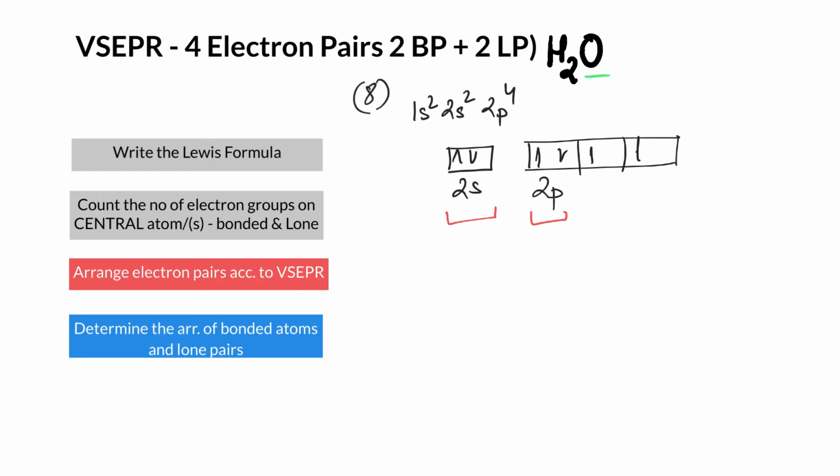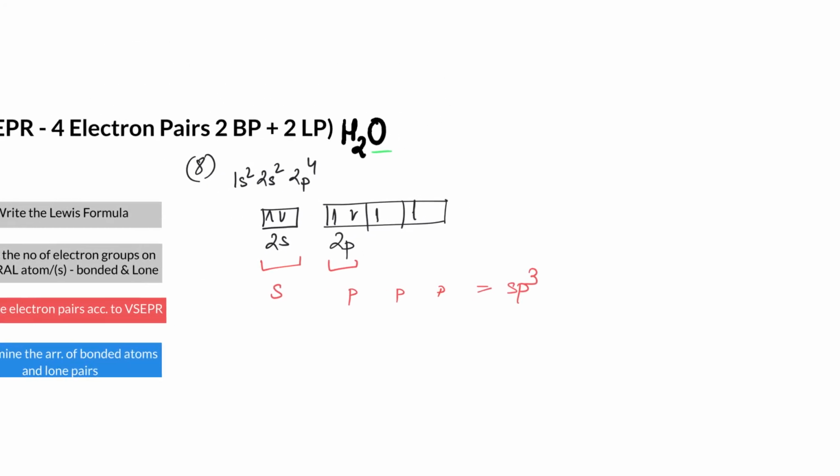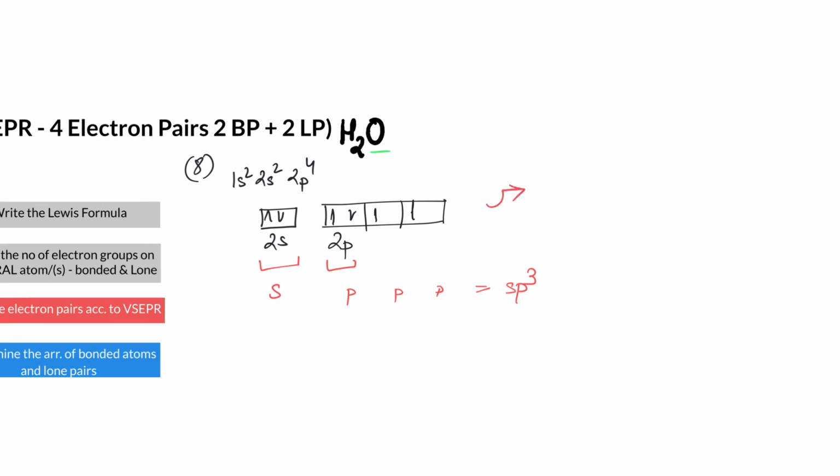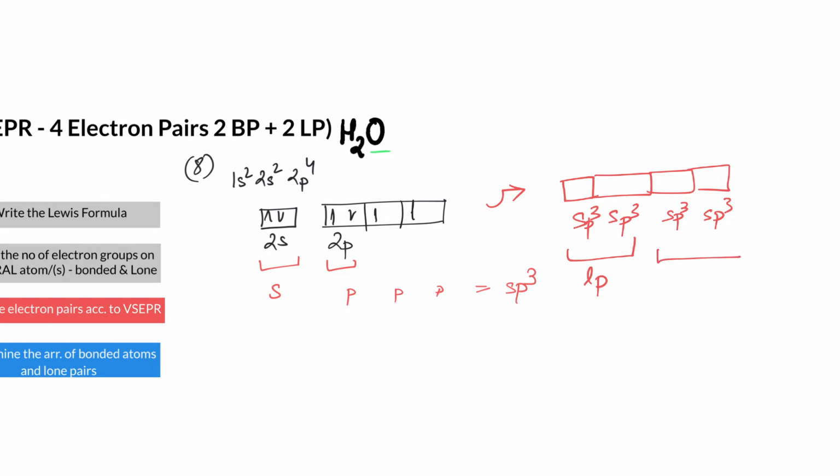So what are the orbitals that are going to be involved here? S and 3 p's, right. So this is clearly a case of sp3 hybridization, right. So these orbitals become 4 sp3 orbitals. Now in the 4 sp3 orbitals, 2 are going to hold the lone pairs, whereas the remaining 2 are going to hold the bonds, right.